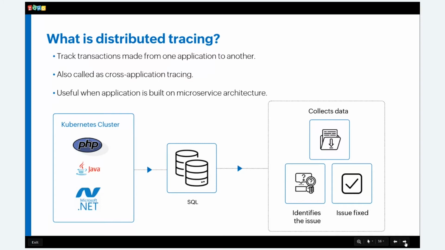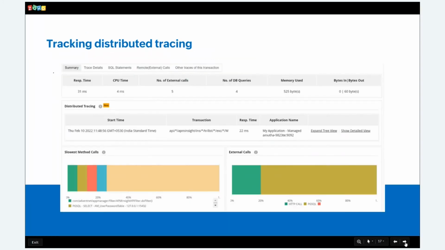This is one of the screenshots I took once I configured a distributed tracing sample in my local build. This is how it looks. You can see the distributed tracing, the start time, the transaction, from where to where the transaction is taking place, the response time, and the application. You can also see it in a tree view. You can see how many external calls are made, the response time, DB queries, and the memory used. All of these can be seen. Quickly, let me show it from our demo site.